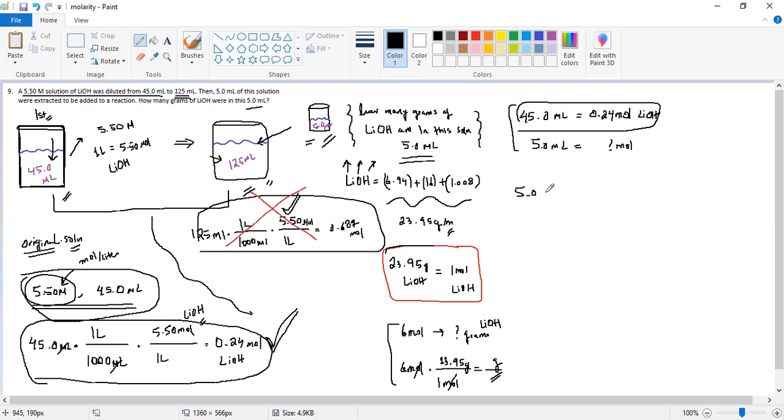You may say, okay, well, 5.0 milliliters is 45.0 milliliters, so that your milliliters cancel out, and you're left with 0.24 moles of LiOH. And then at the other end, you'll be left with an answer that is moles of LiOH in 5.0 milliliters. But that just isn't true. It's not consistent. Think about what you've done here if you took this approach.